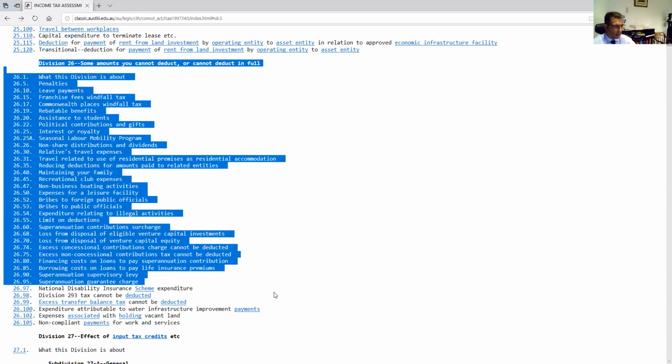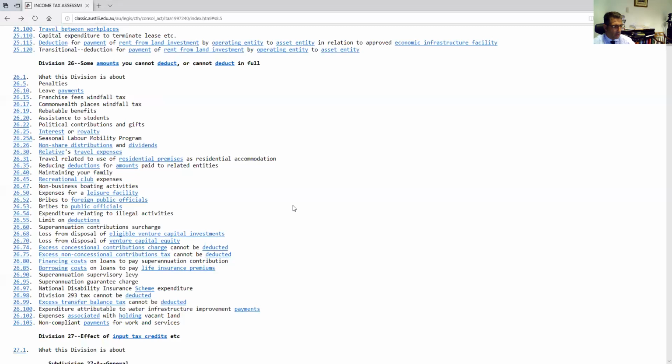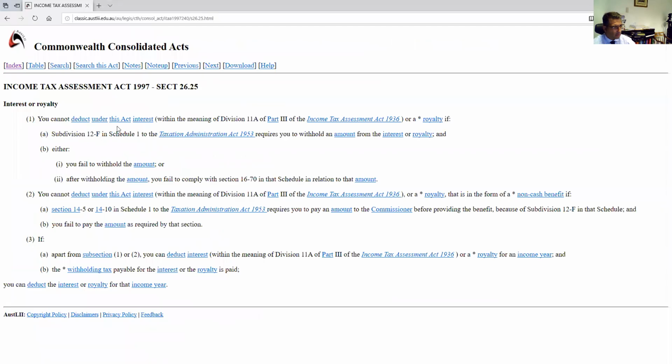Division 26, which we did touch upon last week, there are some key provisions here. A penalty, so think parking tickets, speeding fines, not deductible. Political contributions and gifts, interest or royalty, quite a specific provision.